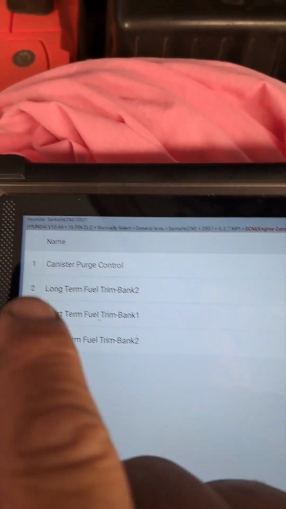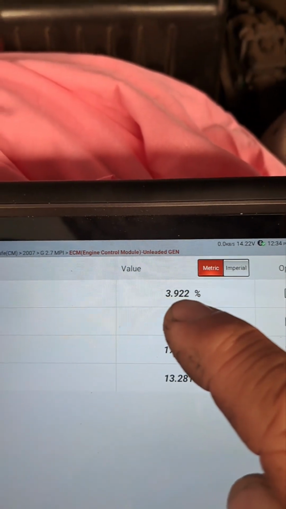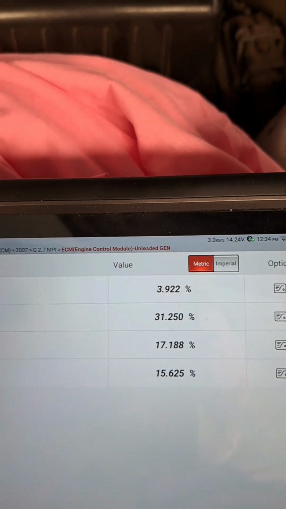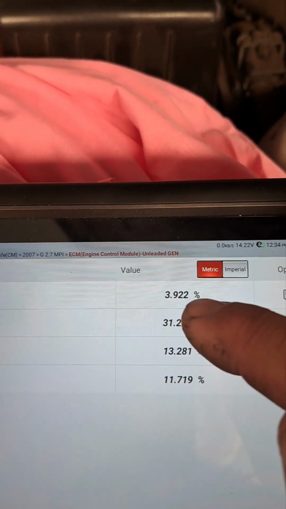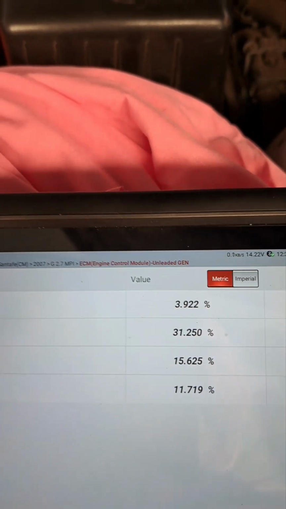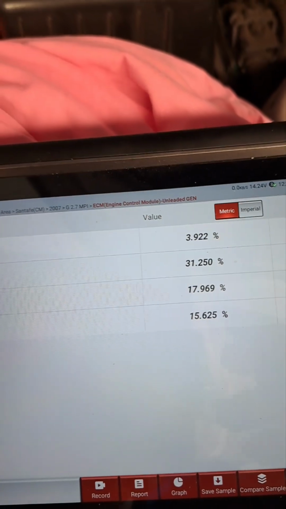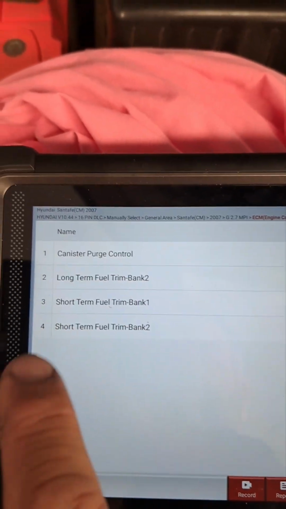All right, canister purge control is on at the moment. I can hear that ticking. When it's not on, that will be 0. Let's worry about that later. Not interested. Now have a look at that.